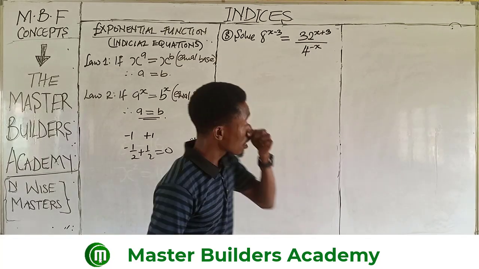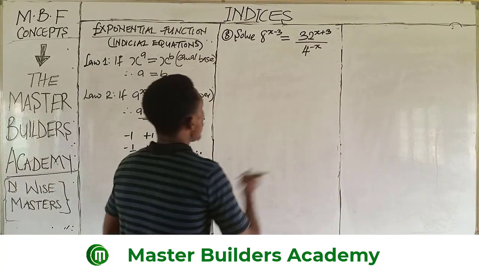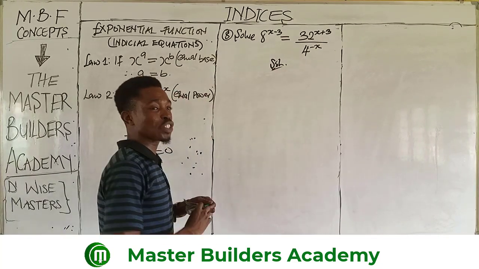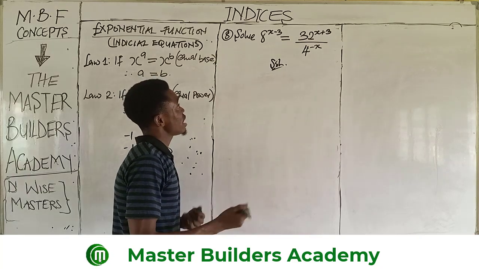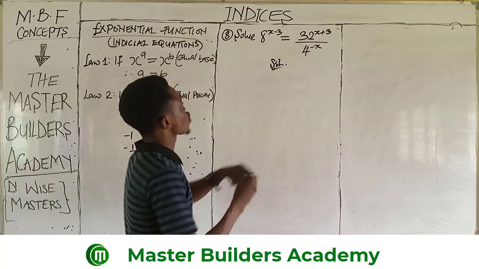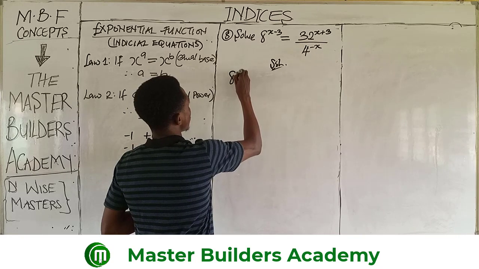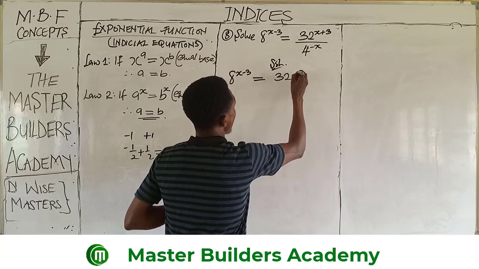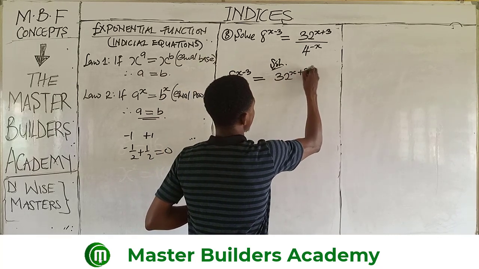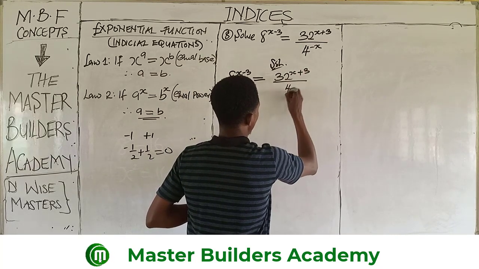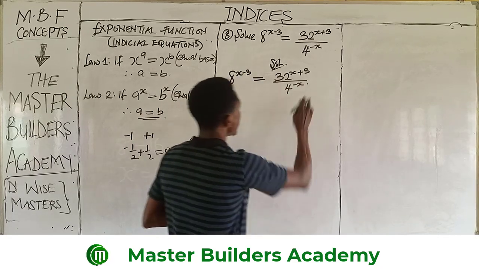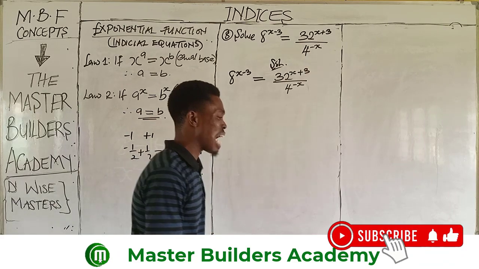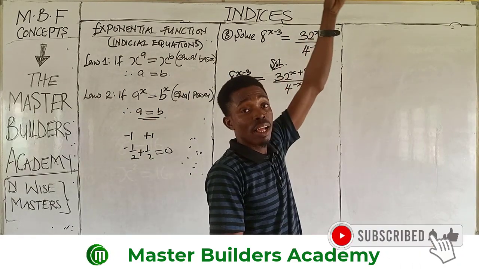Now let's get started. On the board, we are asked to solve. Don't forget, we are still dealing with exponential equations, right? Exponential indices. Now, we are asked to solve 8^(x-3) = 32^(x+3) / 4^(-x). Now, don't forget that this is an indicial equation where you have the unknown as the power, right?